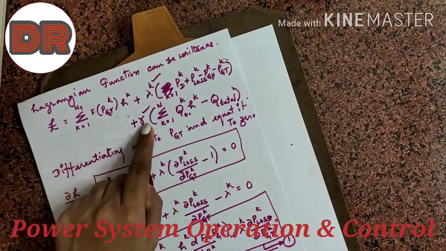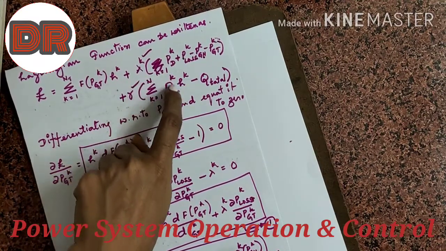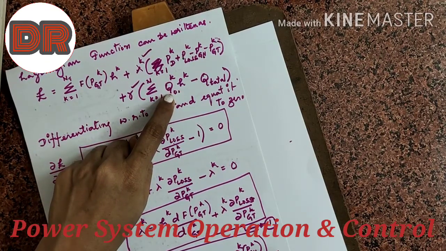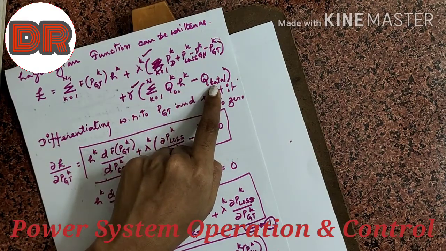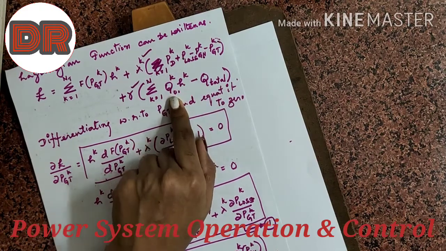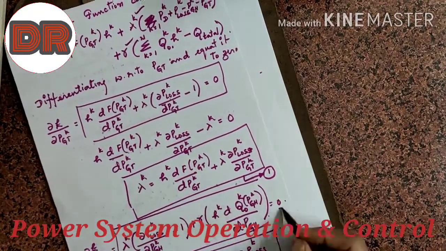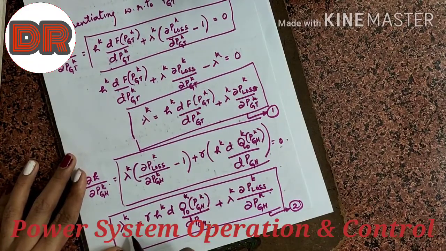Plus the second term, the gamma H k: differentiation of this with respect to PGH. This is the water discharge, so it depends on PGH and we have to differentiate it, minus the total volume of water in the reservoir, which does not depend on the generation, so that differentiation is 0. Only the discharge volume depends on PGH, not the total volume. So this is what we get, and simplifying further, we get this equation.